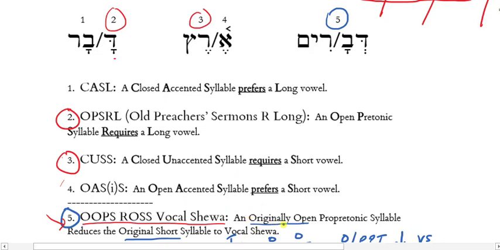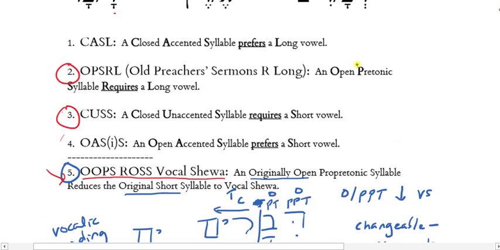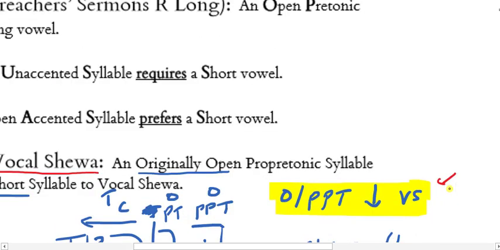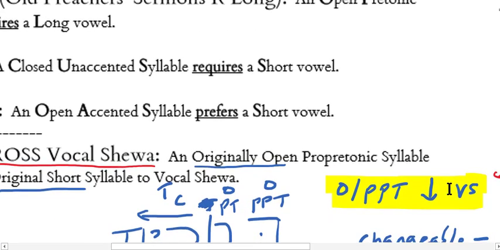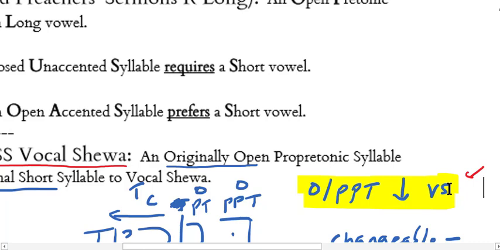It stands for: an originally open propertonic syllable reduces the original short syllable to a vocal shava. I'm going to simplify this to this little deal right here. Just jot this down: an open propertonic syllable tries to reduce its vowel to a vocal shava. That's the formula right there. This is true of nouns and adjectives. We're going to see this quite frequently in the Hebrew language.